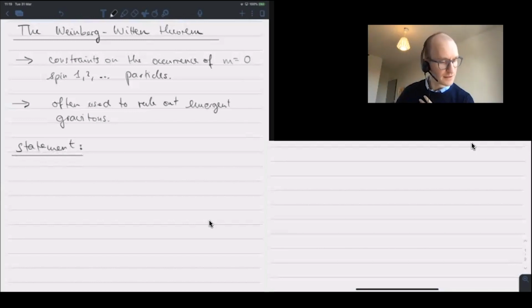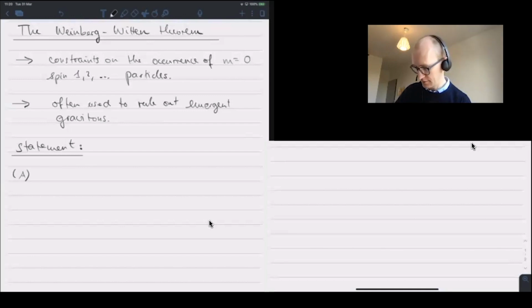The statement is that there are two versions of it that I'd like to discuss. One of them talks only about photons, the spin 1 case, and the other talks about the spin 2 case. So A is for the photons, and it says that a theory containing a Poincaré covariant J mu, a conserved spin 1 current, forbids massless charged particles of spin J strictly greater than 1/2.